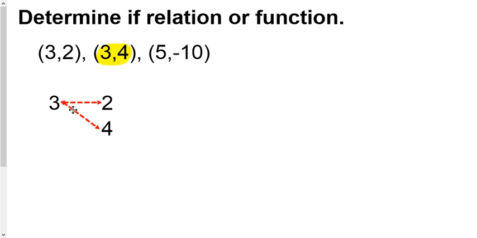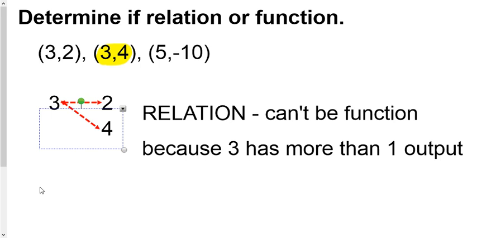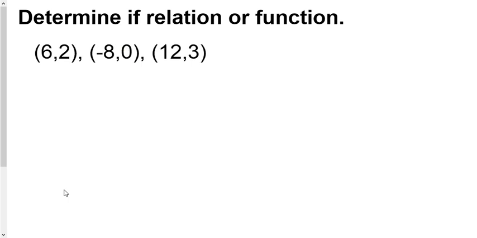So I just branch it down since it has a different output. And because of that, we go, hey, it's just a relation. It can't be a function because this 3 has two different outputs here. Okay? Same thing that we did with the table data, just how they gave it to us was slightly different. And let's take a look at these three ordered pairs here.